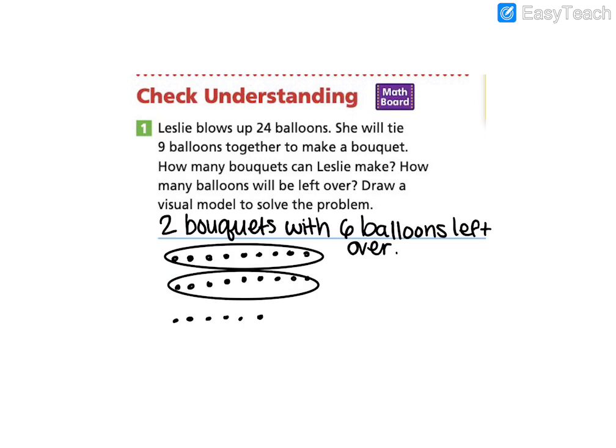All right, let's go ahead and check your work. Leslie can make 2 bouquets with 6 balloons left over. Each of the bouquets has 9 balloons. We don't have enough to make a third group of 9. We have 6 remaining. So let's go ahead and write that division equation together. We have 24 divided by 9. The answer to 24 divided by 9 is 2 with a remainder of 6.